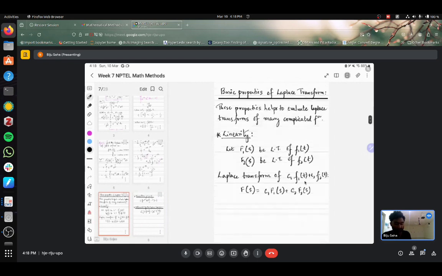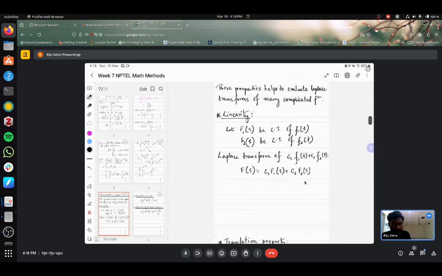The first property is the linearity property. The Laplace transform operation is a linear operation. That implies that suppose you have one function f1 and the other function f2, and their corresponding Laplace transforms are capital F1 and capital F2.